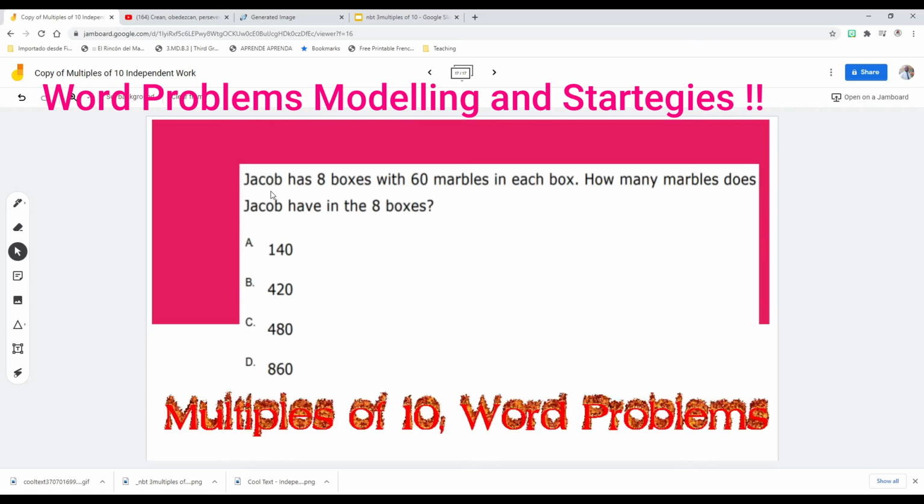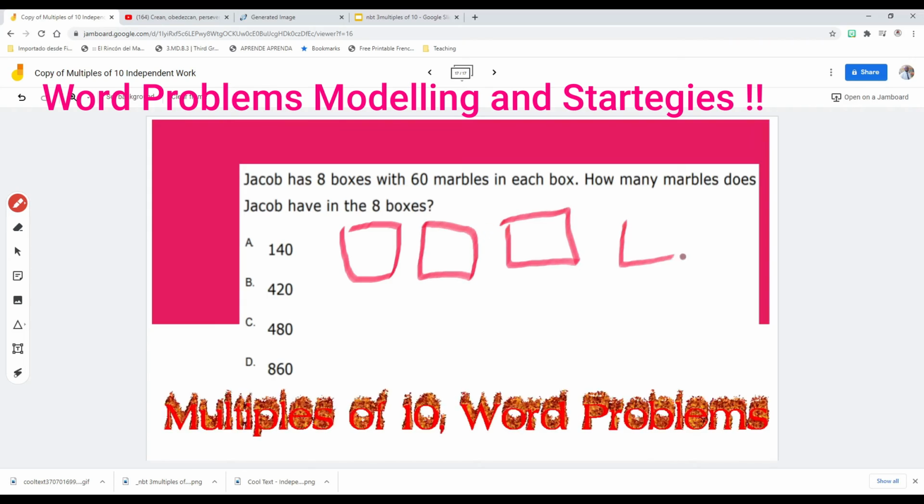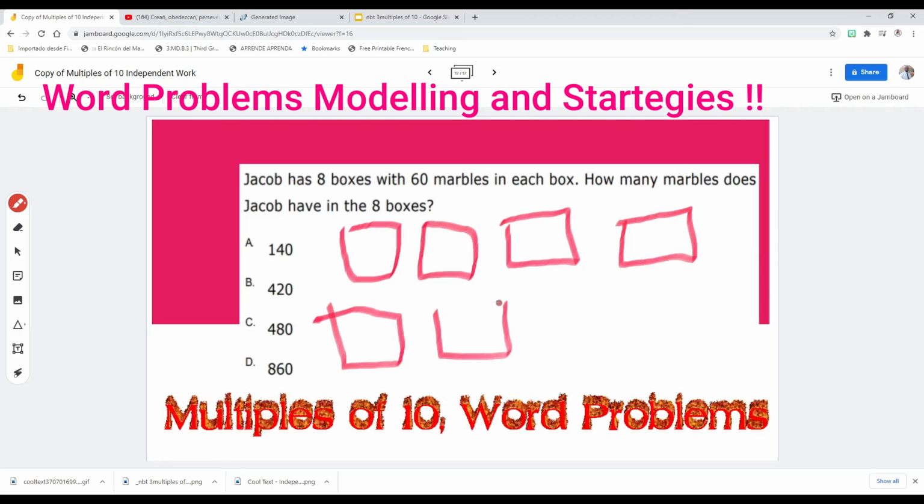It says Jacob has 8 boxes. I'm very visual, so I will try to draw 8 boxes. Okay, we have here 1, 2, 3, 4, 5, 6, 7, 8. So 8 boxes. I have here 8 boxes. 60 marbles in each box. So this box.